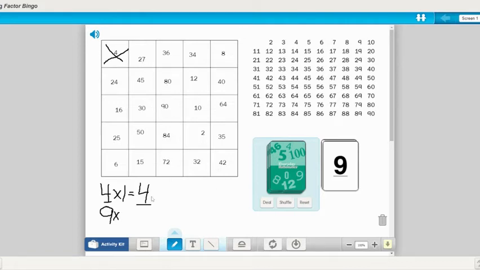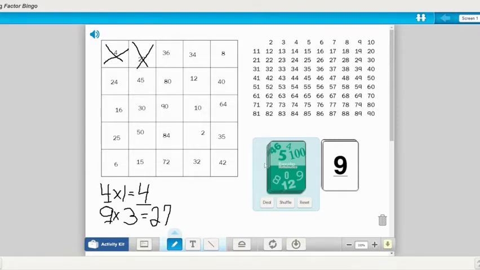Oh, look, 27. I know that 9 times 3 is 27. You don't have to use this same fact or this same product. You just have to use the factor of 9. So 9 times something, and then the product has to be on the board. I'm going to cross this out.